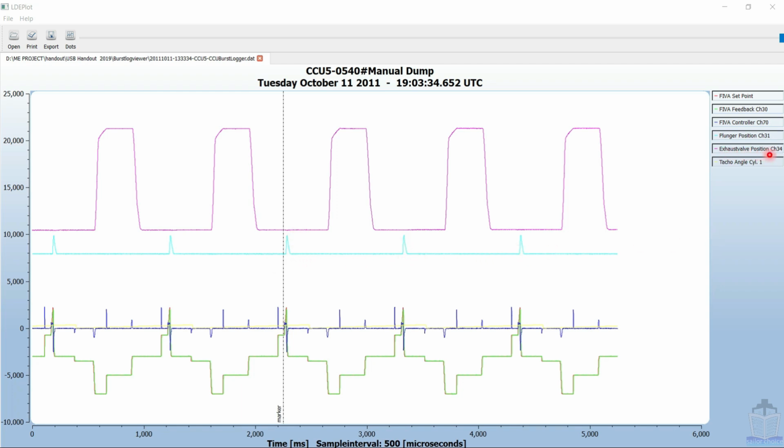Next one is exhaust valve position channel number 34. This pink line is channel number 34. Next one is tacho angle cylinder 1. This yellow line, which is not visible properly, is representing tacho angle 1.